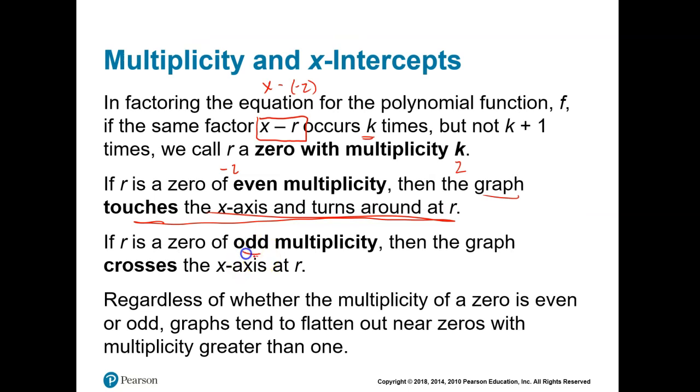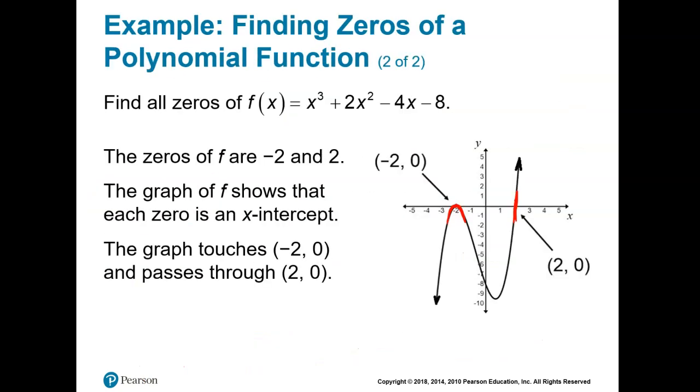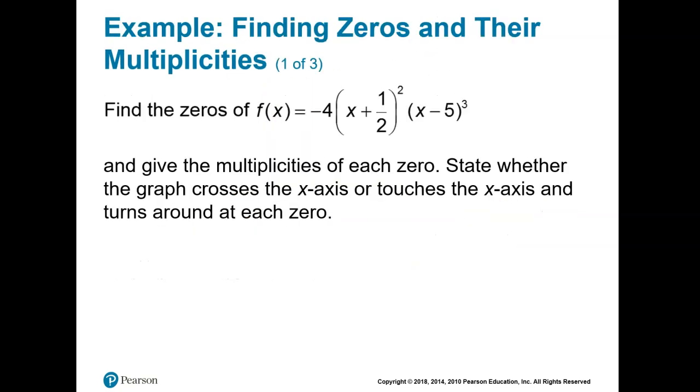But when it was odd, right, that x minus 2 occurred only 1 time in this factored form, then we cross the axis there. Alright, so odd multiplicity, we cross. Even multiplicity, we touch and turn. Okay, that's going to be very important that you understand for these sections when we're doing these problems.